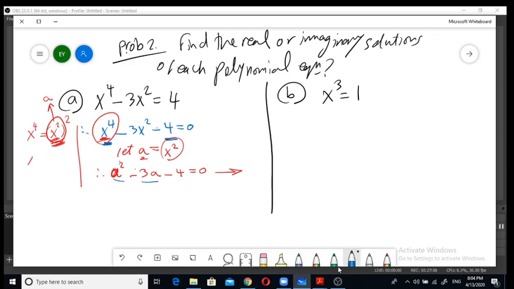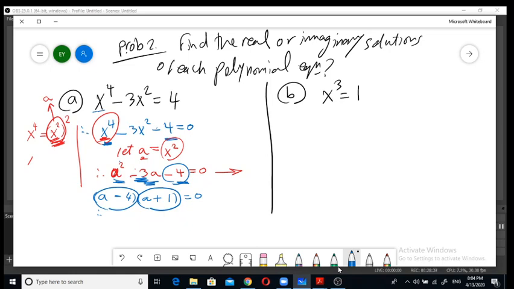a squared minus 3a minus 4. We have a trinomial, quadratic trinomial. So we need two numbers multiplied to negative 4 but add to negative 3, which is 4 and 1. 4 times 1, 4. 4 minus 1, 3, but we have a negative sign. So negative 4 plus 1. 1 times negative 4, negative 4. 1 minus 4, negative 3. Then a minus 4 is equal to 0. a plus 1 is equal to 0.